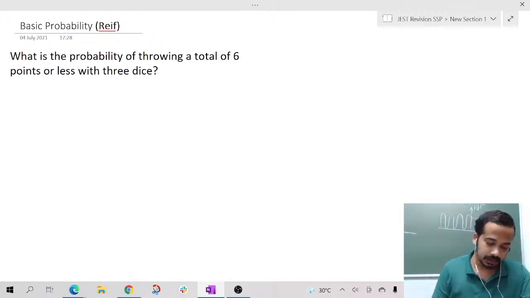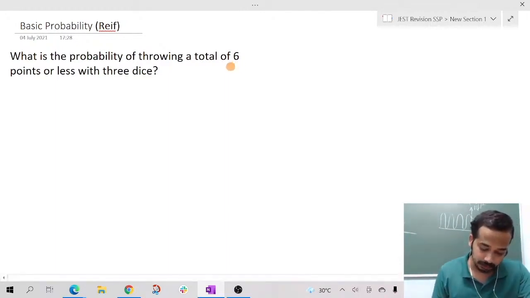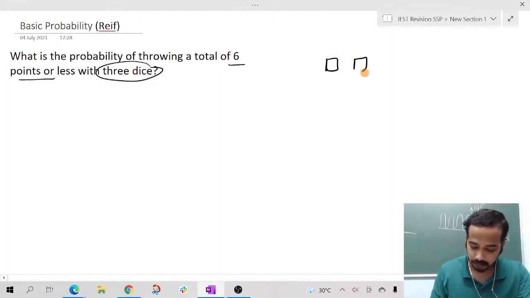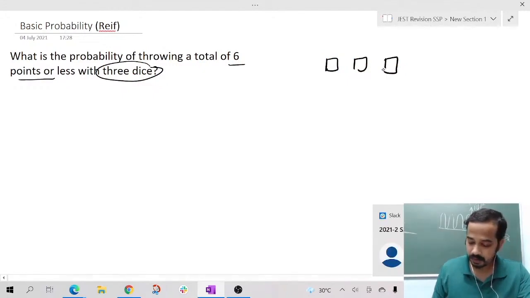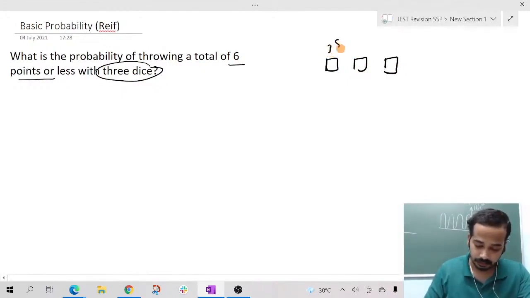Here, this is the first chapter, first problem. What is the probability of throwing a total of 6 points or less with 3 dice? You have thrown 3 dice here: 1, 2, 3, so 3 dice are thrown. Dice 1, first one, second one, third one.